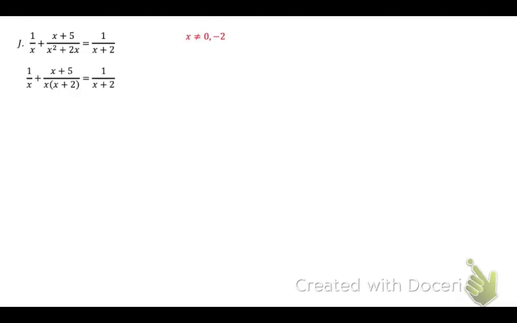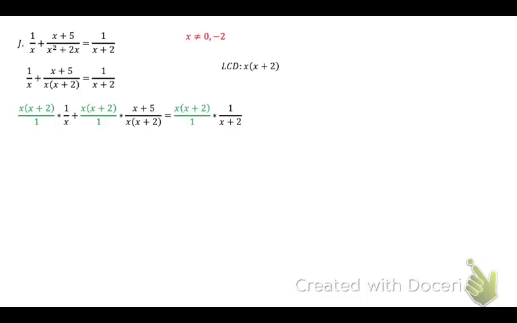Now my least common denominator is x and x plus 2. So it's whatever we just factored, that's your common denominator. We're going to multiply it to each of these. Put those over 1. So x plus 2 times 1 over x plus 2 times x plus 5 over x and x plus 2, x plus 2 times 1 over x plus 2. That first one, the x's cancel. Second one, x's cancel, x plus 2's cancel. Third one, x plus 2's cancel.